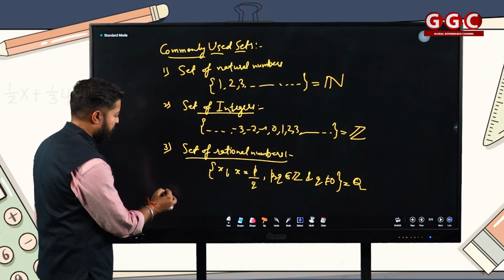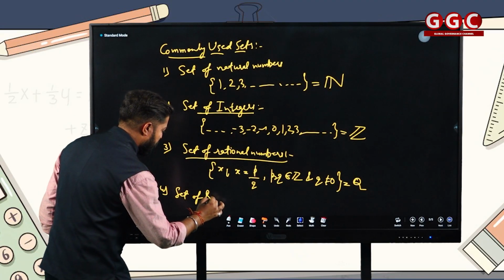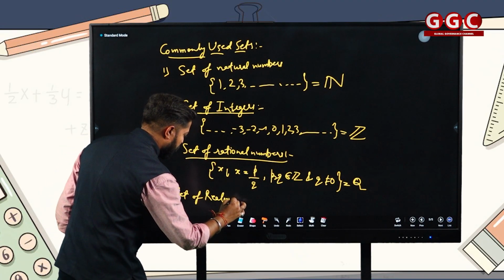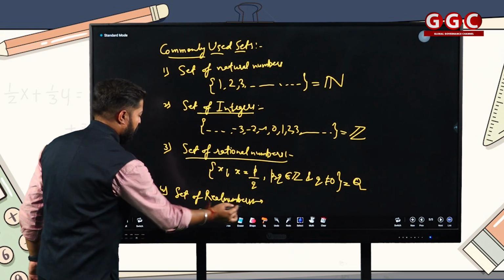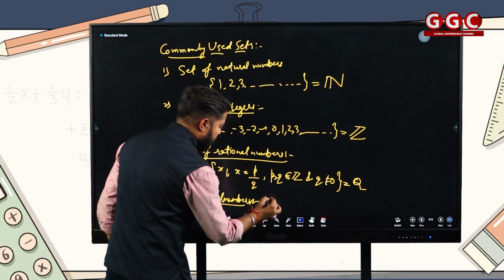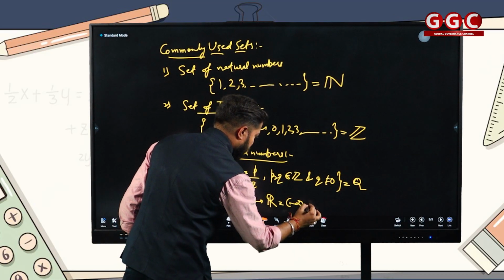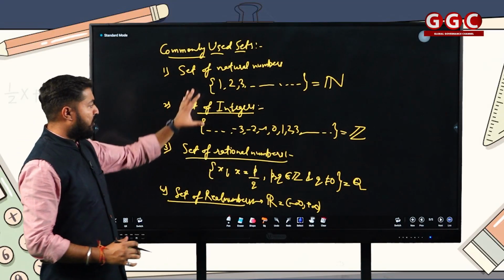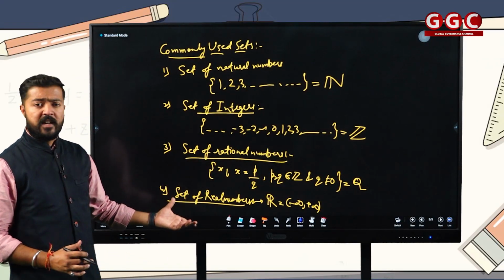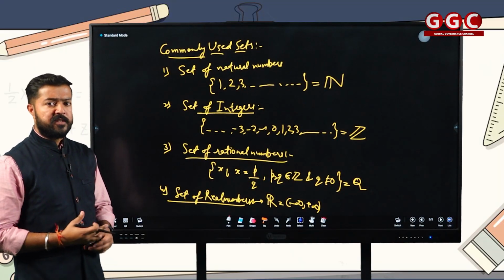And lastly we have the set of real numbers. This is basically the whole number line and is represented by capital R, that is equal to -infinity to +infinity. All numbers are included in this. So these are all standard sets which are commonly used, which we will be using in the subsequent lectures.